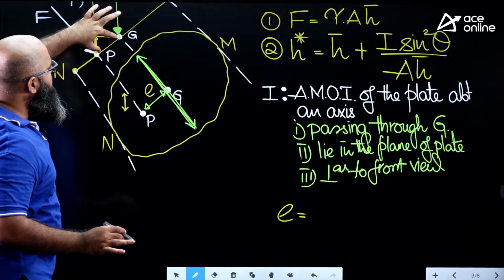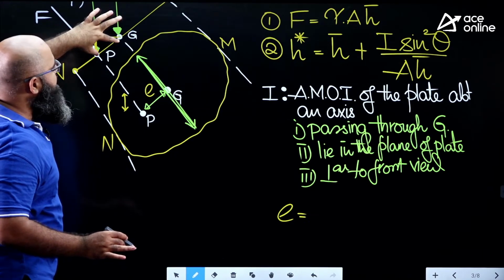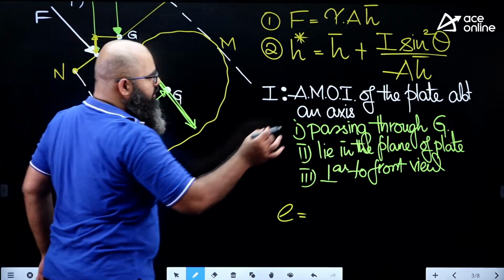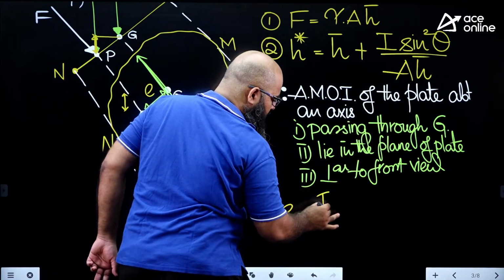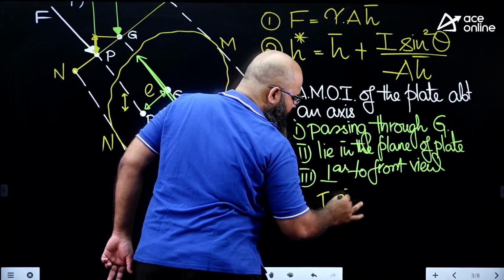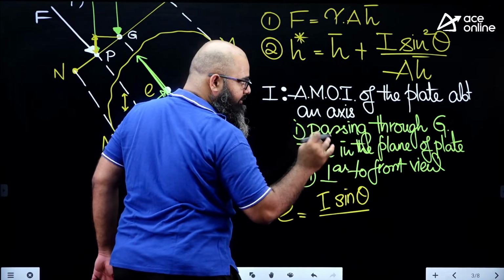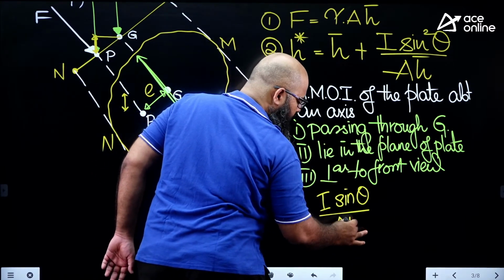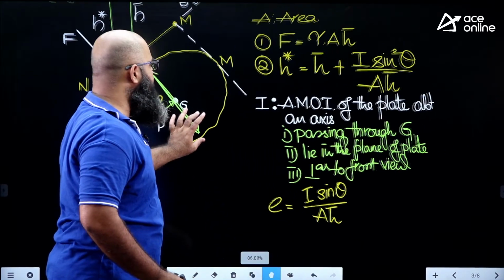Now I want this portion. So whatever this portion is, if you divide it by sine theta, you will get this portion. So all I have to do is divide by sine theta. So you are going to get I sine square theta divided by sine theta, which will give me sine theta only, upon area h bar. So this is the value we are having for eccentricity.